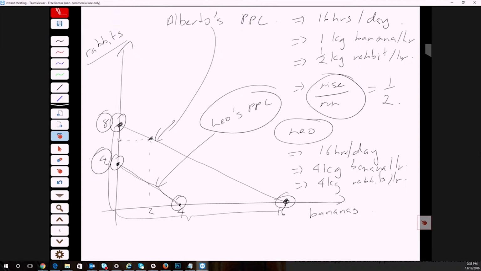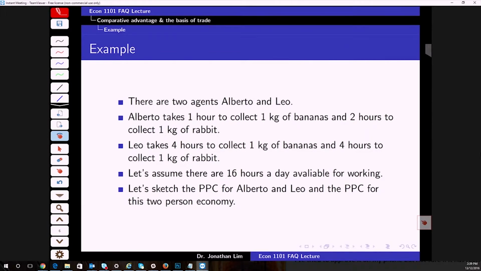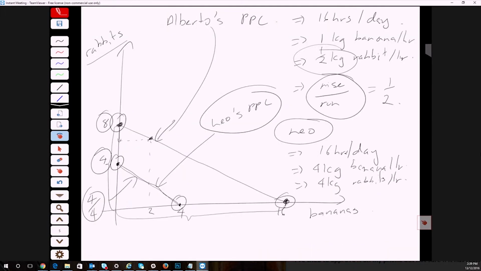We can then say, well, okay, from the slope, we can also say who's got the comparative advantage. If we look at the opportunity cost, it's 1-on-2 for Alberto and 1-on-1 for Leo, because 4-on-4. So since the opportunity cost is lower for Alberto, we can then say he's also got the comparative advantage in producing, well, what do you guys think? I'll leave that for you to think about.